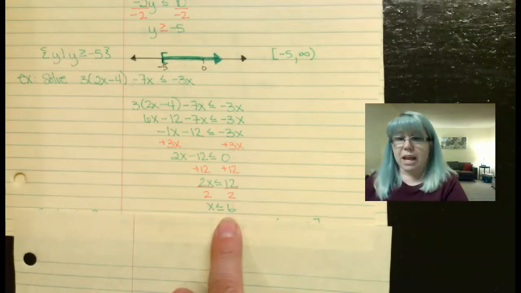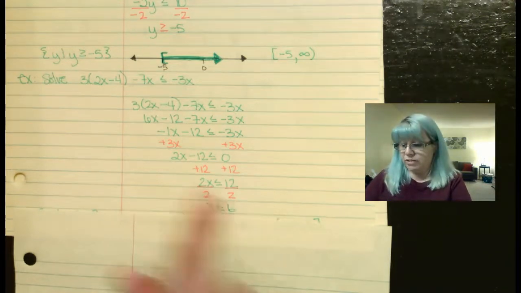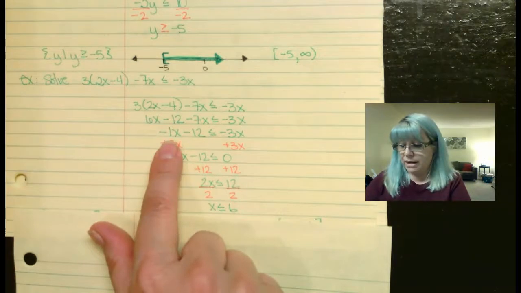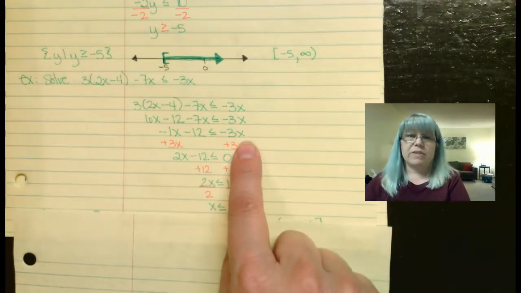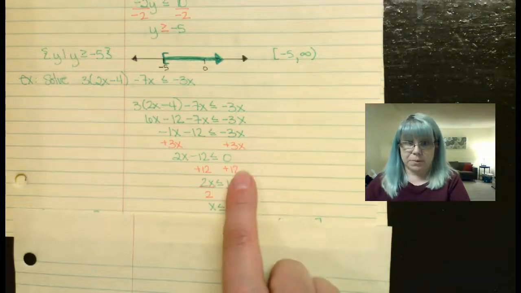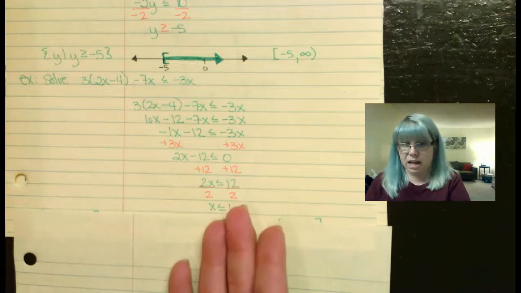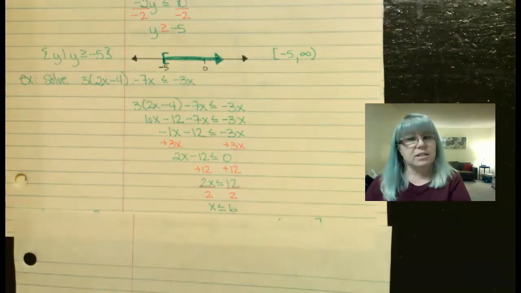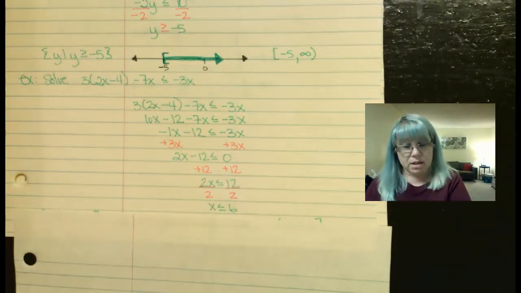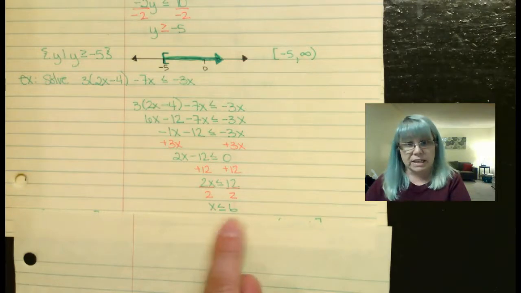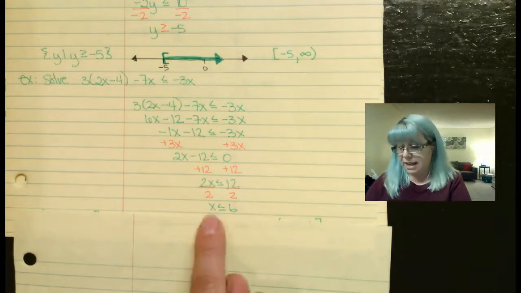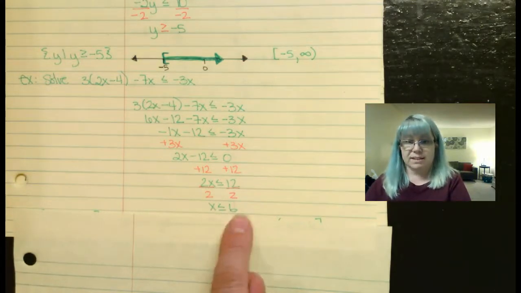Now, if I would have moved the negative 1x over to the right, then I would have had to divide by a negative number. And when I divided by a negative number, I would have had to reverse the sign, and I still would have gotten the same answer. For me, it's just easier to always bring the variables to the left because ultimately I'm going to read it from the left. x is less than or equal to 6.